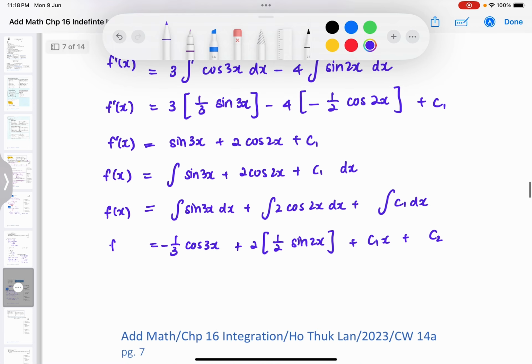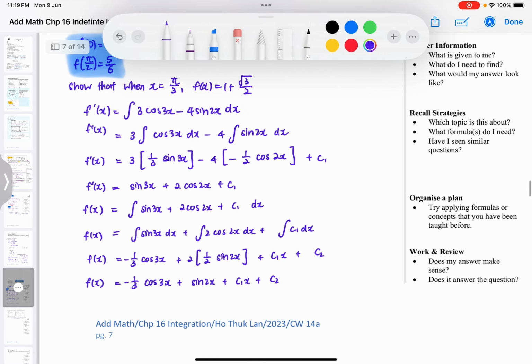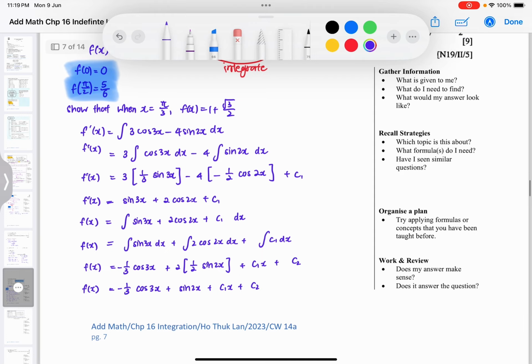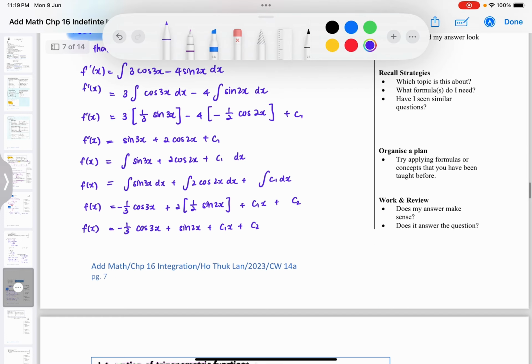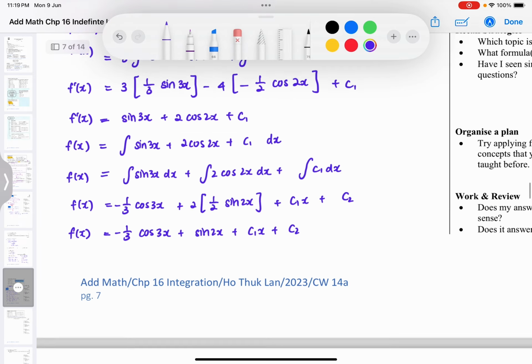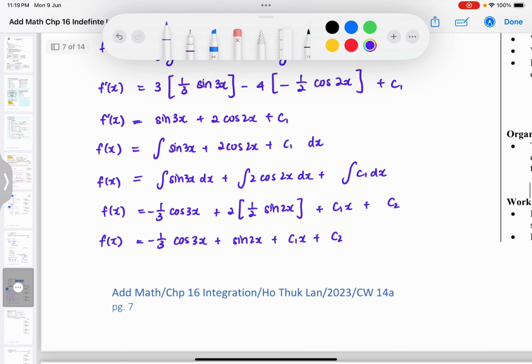Then we're going to simplify our expression. So this will be negative 1/3 cosine 3x plus sine 2x plus c1x plus c2. Okay, from here, I'm running out of space. There's so much space here. From here, we're going to figure out what our two constants are, right?